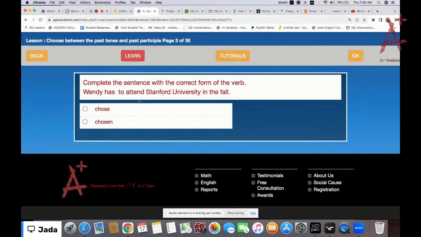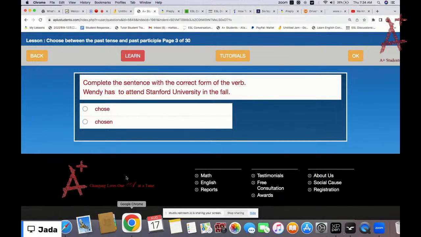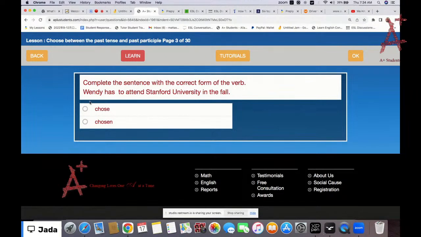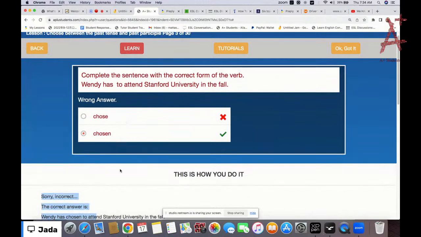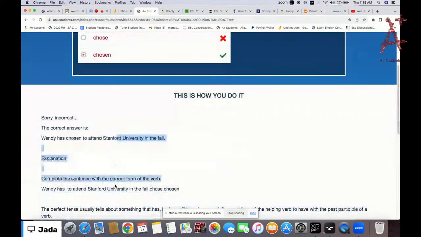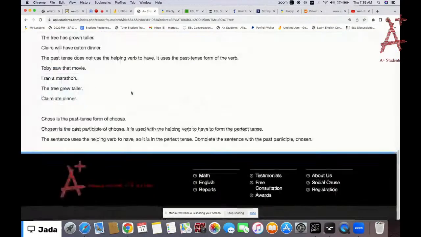So let's see. Chosen, chosen, chose, has chose. Are you guys sure? Okay, let's see. So you see that chose is wrong, but choosing is correct. Okay. So now, if ever you choose an answer and it is wrong, you just scroll down and you see why your answer is wrong.